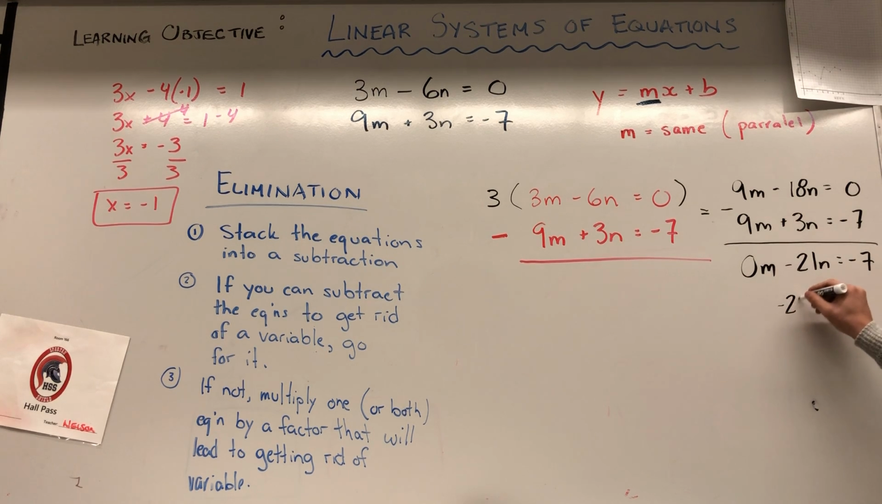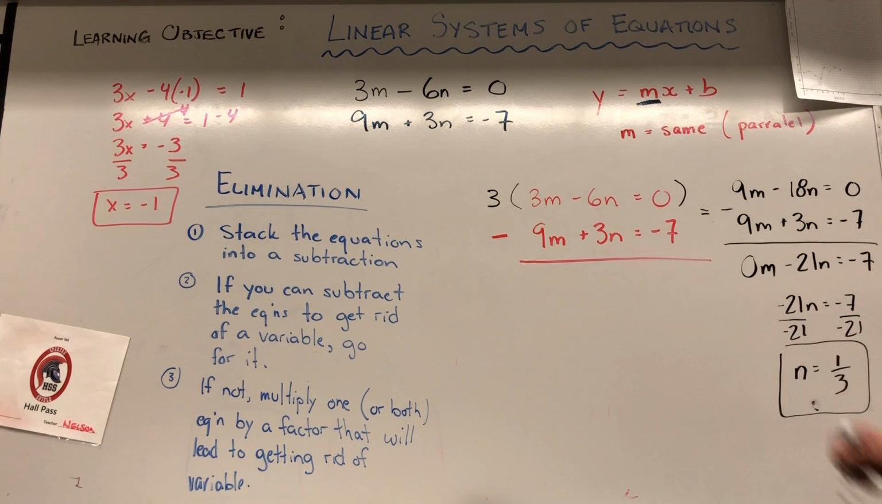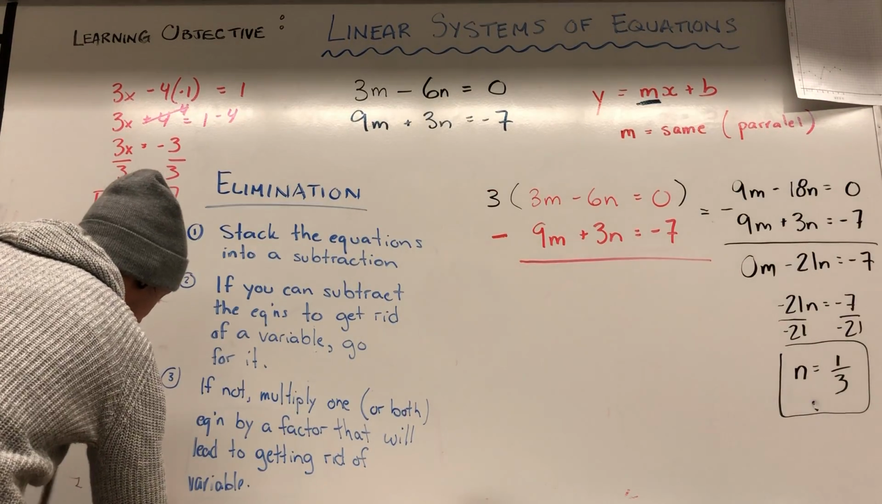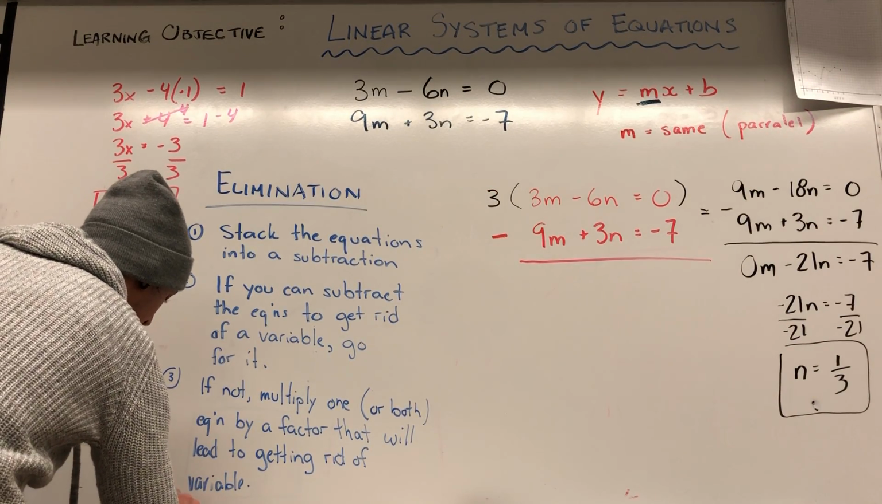So negative 21n is equal to negative 7. Divide by negative 21, divide by negative 21. n is equal to 7 over 21, which is the same as 1/3. 7 goes into 21 3 times, 1/3. Okay, n is 1/3.